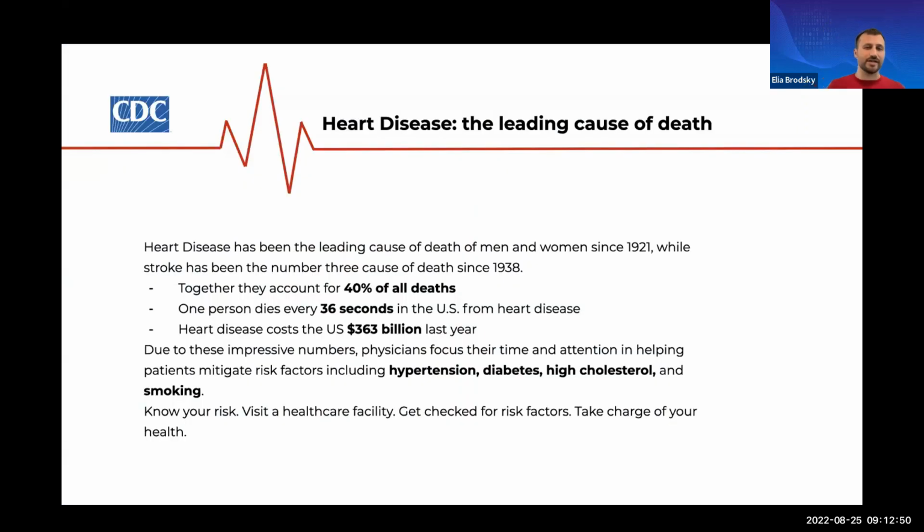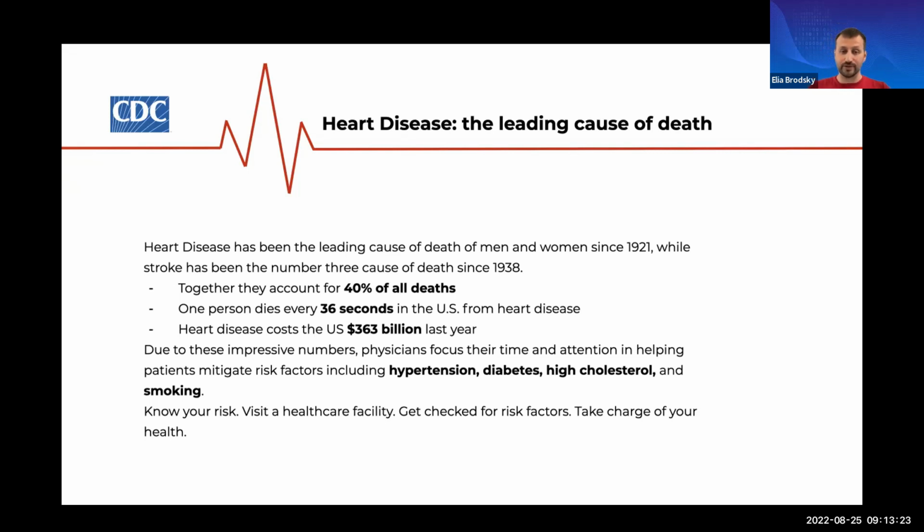So what is heart disease? Heart disease is the leading cause of death of men and women since 1921. Together with stroke, it accounts for about 40% of all deaths. One person dies every 36 seconds in the US from heart disease, which means that during this workshop, a number of individuals are going to unfortunately pass away. And not only that, this disease also cost over 360 billion last year, which means that this is a very expensive problem to treat.